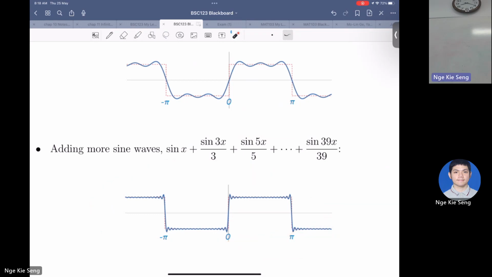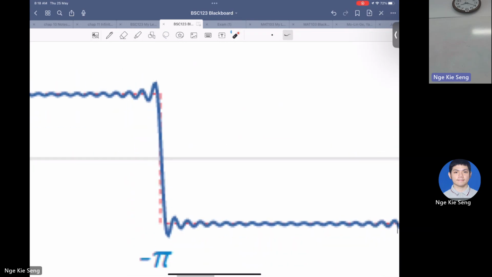Notice that this line here is never vertical. If you zoom in further and further, you will still see this slanted line. Just that the gradient gets steeper and steeper, but it never gets to infinity, which is vertical. This is the point here.